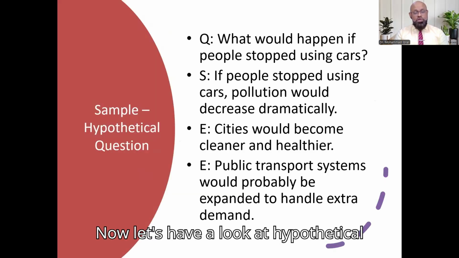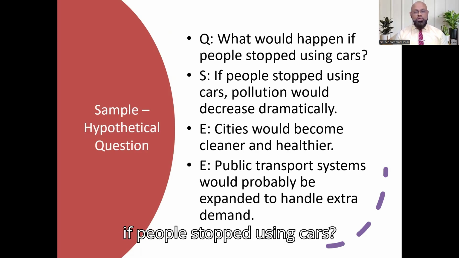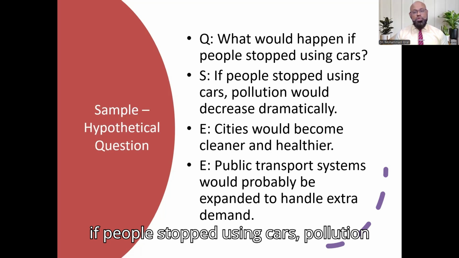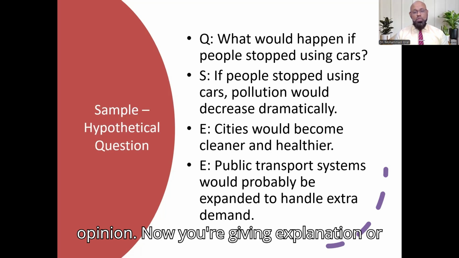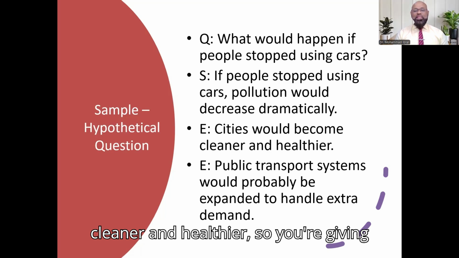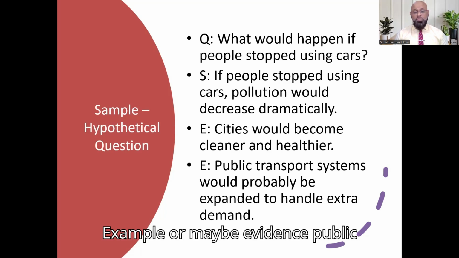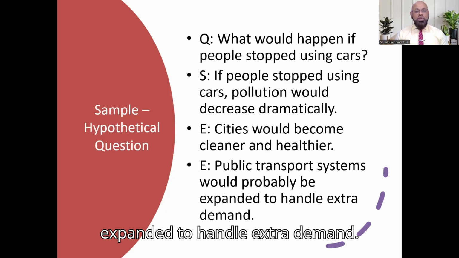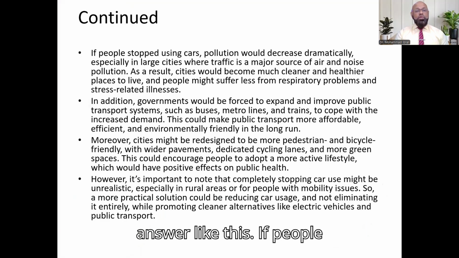Now let's have a look at hypothetical questions. What would happen if people stopped using cars? Now S means state your opinion. If people stopped using cars, pollution would decrease dramatically. This is your opinion. Now you're giving explanation or evidence. Cities would become cleaner and healthier. So you're giving a reason here. Example, or maybe evidence. Public transport systems would probably be expanded to handle extra demand. Now you can expand your answer like this.